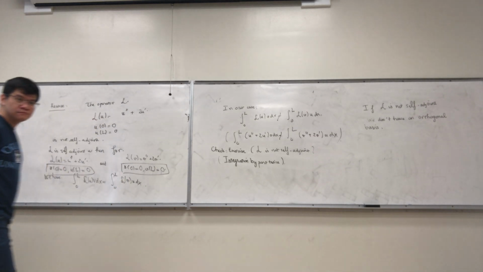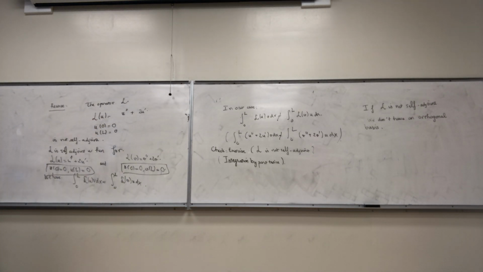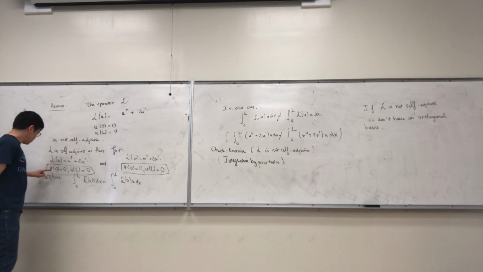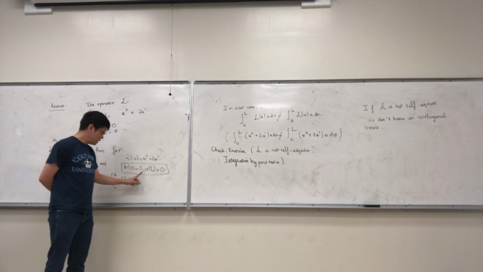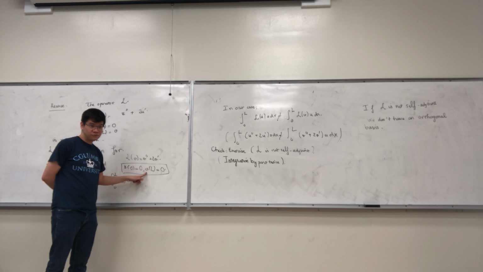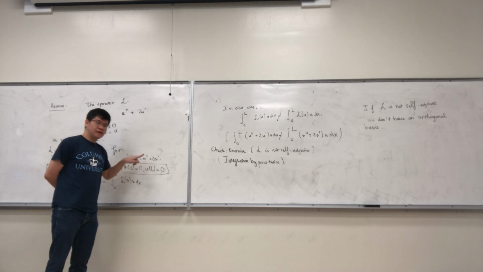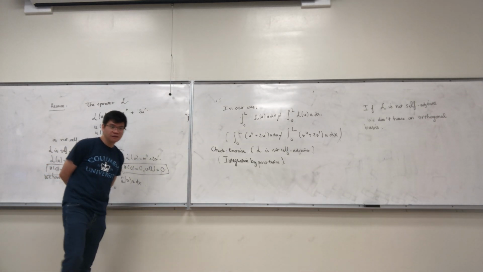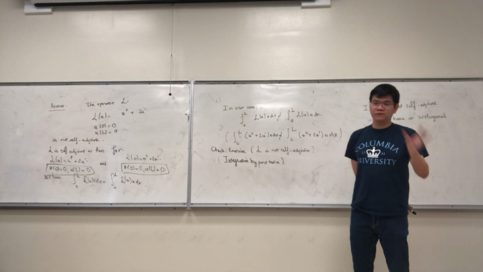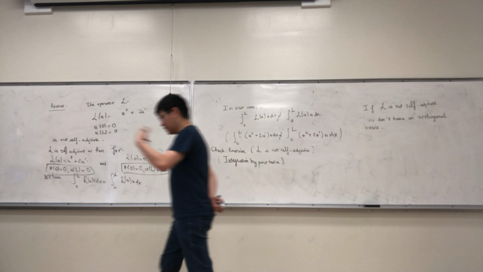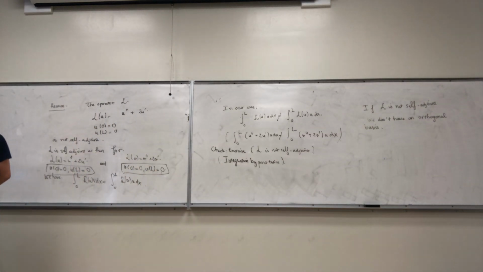Are those the same? Are the boundary conditions both u of 0 and u of L, or is the one on the right different? So the boundary condition for u is u at 0 and u at L, they're both 0. The boundary condition for v is v at 0 and v at L, they're both zero. So they have to be the same boundary condition. Other questions?